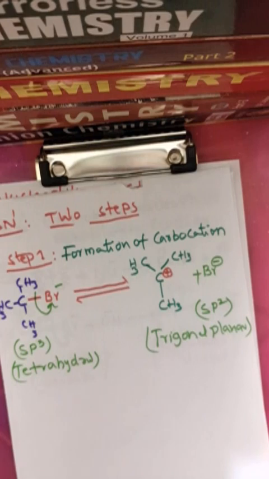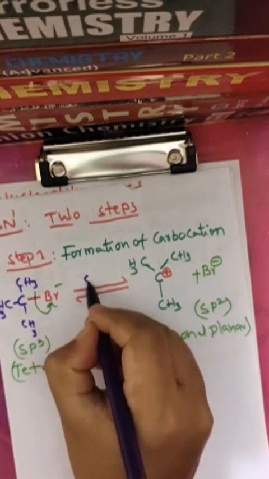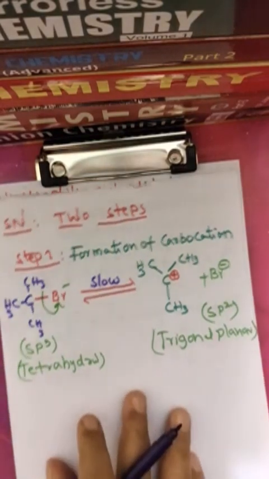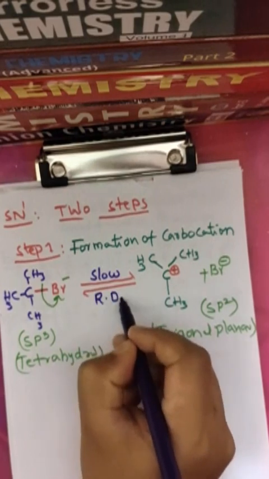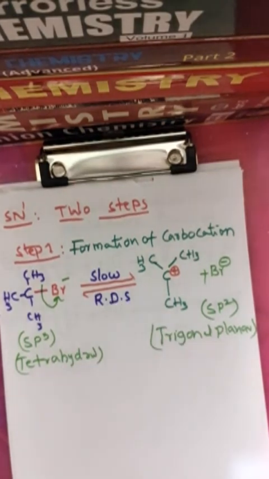It is a slow reaction. Step 1 is a slow reaction. It is not moving very fast. A slow reaction is always the rate determining step. If a reaction proceeds with a slow rate, we call it the rate determining step. Like this, we are getting the tertiary carbocation in step 1. Step 2, let me go.